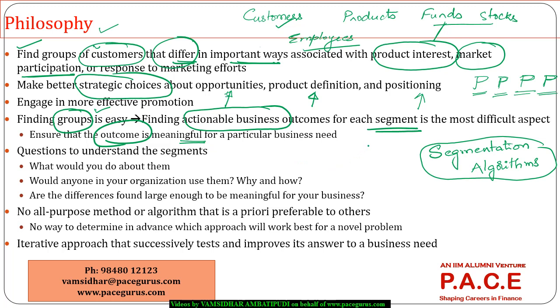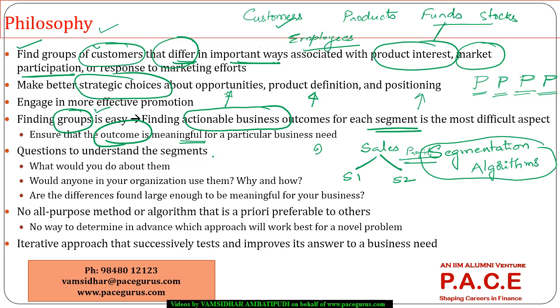I have to really ensure that on some basis or the other, the outcome is meaningful for my business need. So when I am saying sales will be different across segment 1 versus segment 2, or profitability is different across segment 1 versus segment 2, or the inclination to buy is different across segment 1 and segment 2. So there should be different kinds of business scenarios that I need to identify and see that these business scenarios are really differentiated across the various segments. So that becomes the most challenging aspect.